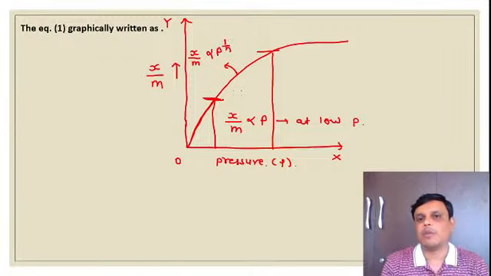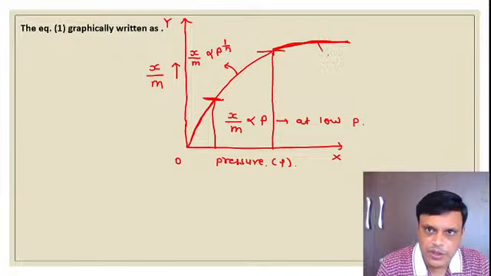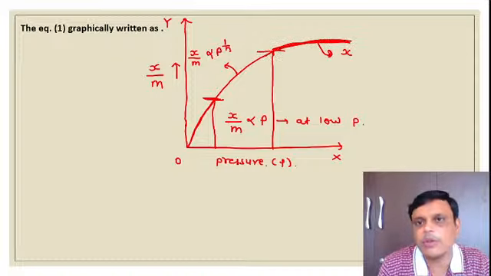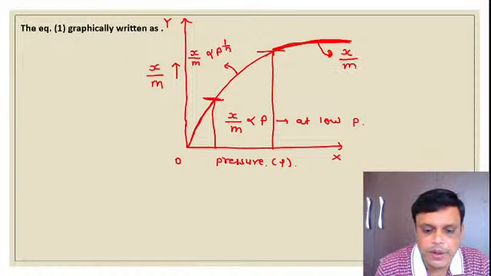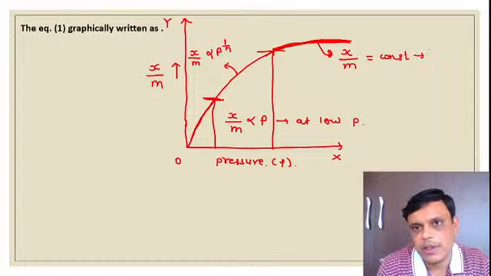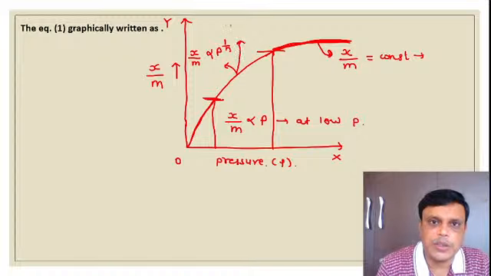x by m is directly proportional to the 1 by n, and from this pressure onwards, this region is the high pressure region. In this high pressure region, x by m remains constant. See here, this value remains constant. So x by m at high pressure is equal to a constant. So this is at intermediate pressure.